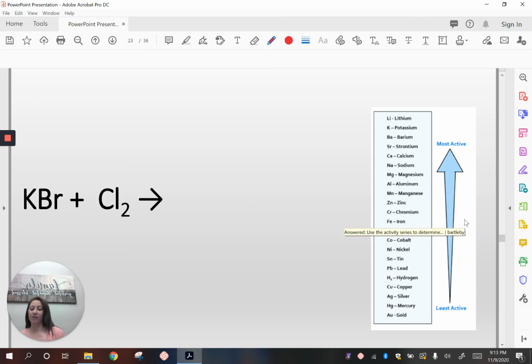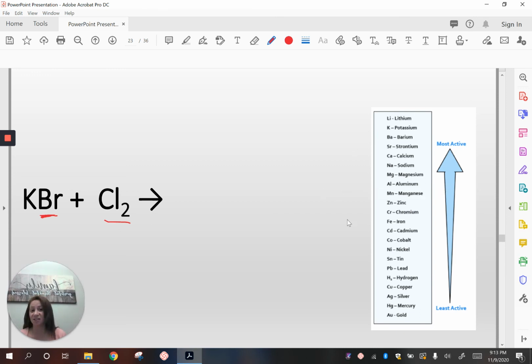Okay, let's try this one. KBr plus Cl2. So Cl2 is the element that's by itself. We're going to compare it to something similar in the compound. So Cl2 is a non-metal, so we compare it with the non-metal. If it's a metal, compare it with the metal. Non-metal, compare it with the non-metal. So which one's the non-metal? The bromine. Now you'll see there is no chlorine or bromine here.